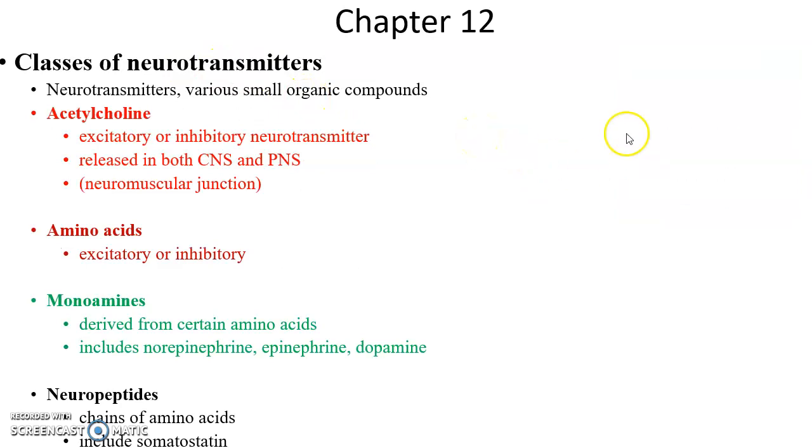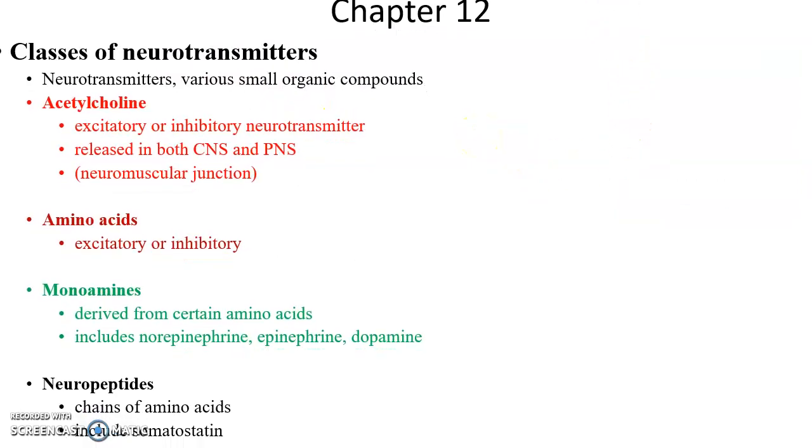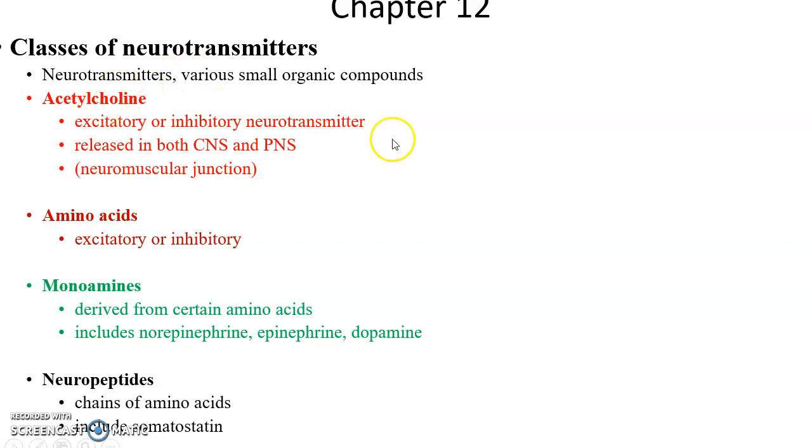All right, neurotransmitters. There are different kinds of neurotransmitters. One category is acetylcholine. We've met acetylcholine already. We know that it is excitatory when it comes to skeletal muscle tissue, but it turns out acetylcholine can be excitatory or inhibitory, depending on where it is being released. And it is found both in the central nervous system and the peripheral nervous system. So it is a very common, widely used neurotransmitter.